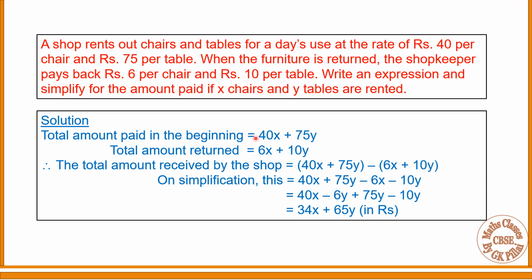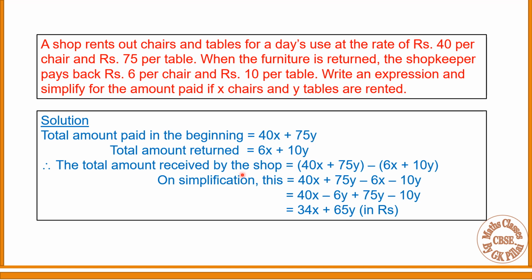The answer is very simple. Total amount paid in the beginning will be 40x plus 75y. 40 rupees per chair, and 75 per table, and x chairs and y tables. So it will be 40x, 40 into x will be 40x, and 75 into y will be 75y. Total amount returned by the shopkeeper when the chairs and tables are returned, that will be 6x plus 10y. 6 rupees per chair and 10 rupees per table. So this is the amount returned, this is the amount initially paid.